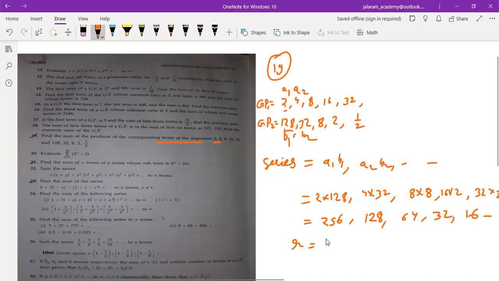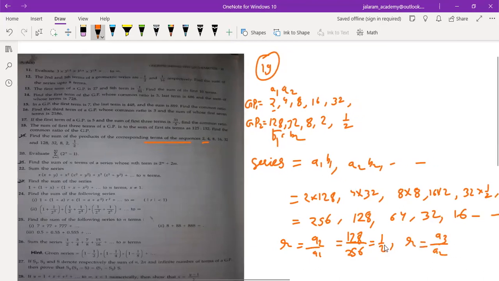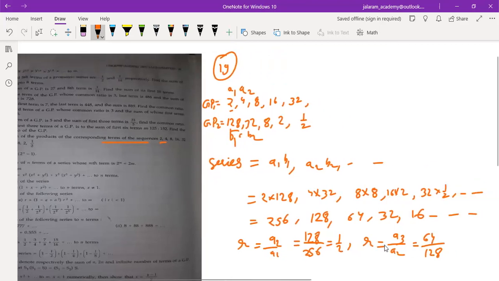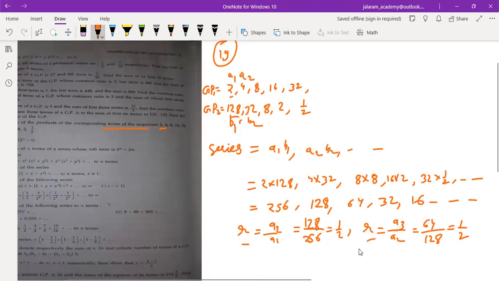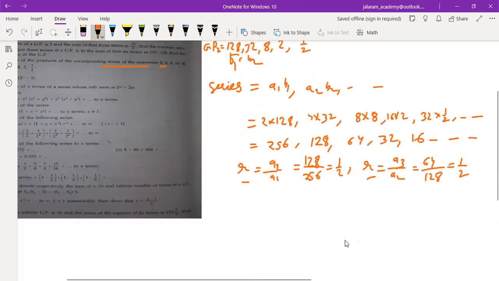If you find r, that is A2 by A1, we get 128 by 256 equals half. And again, if you find A3 by A2, is it giving the same result or not? Yes, 64 by 128. So the ratio is common, and whenever there is a common ratio, it's a GP.